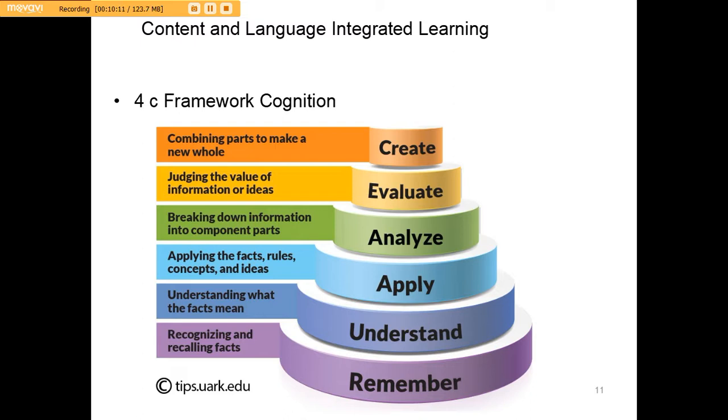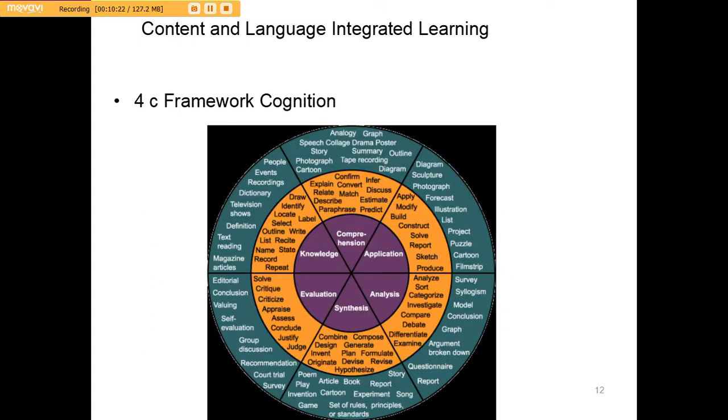So rather than delving deeply into that here, I would recommend that you hop across and watch the video on Bloom, which will give you a better understanding of this. And the Bloom wheel as well, which gives us the 6 areas and some really good verbs we can use in lesson planning. The idea with this being on the outer ring, we've got some sorts of activities, like if we look at synthesis, we can use things like poems, books, reports, stories, songs, sets of rules, principles, standards, games, inventions, and so on.